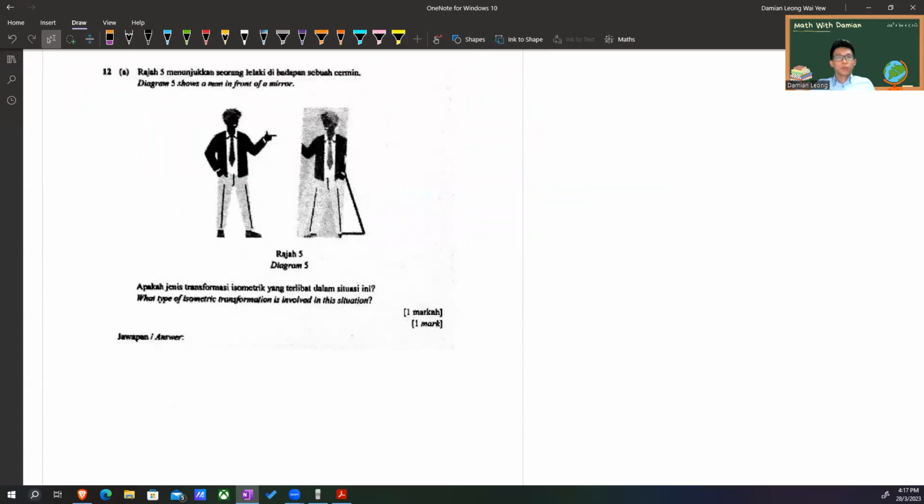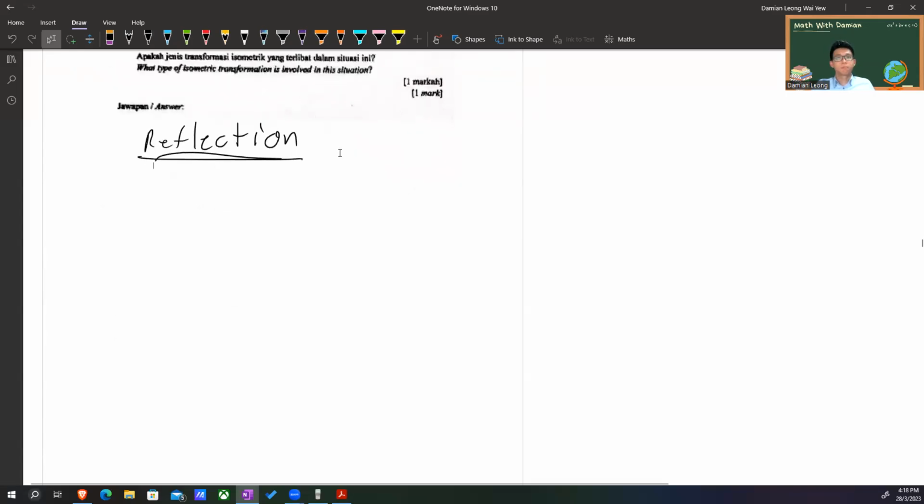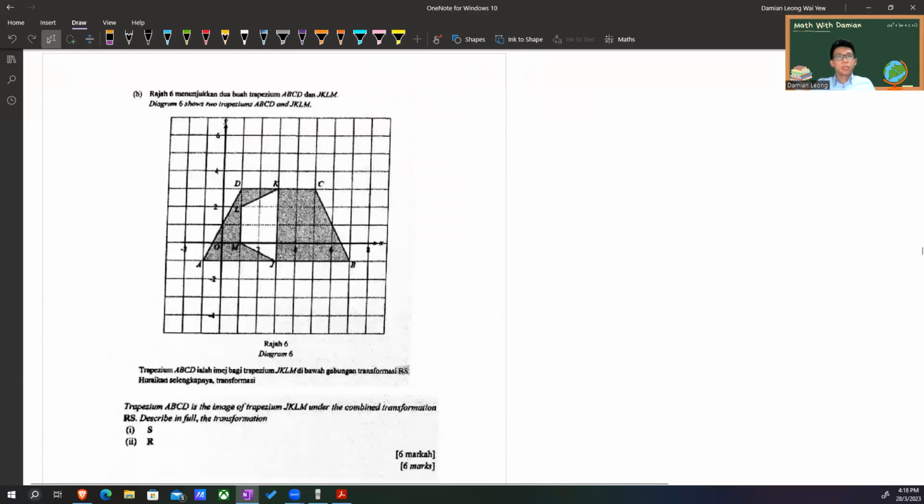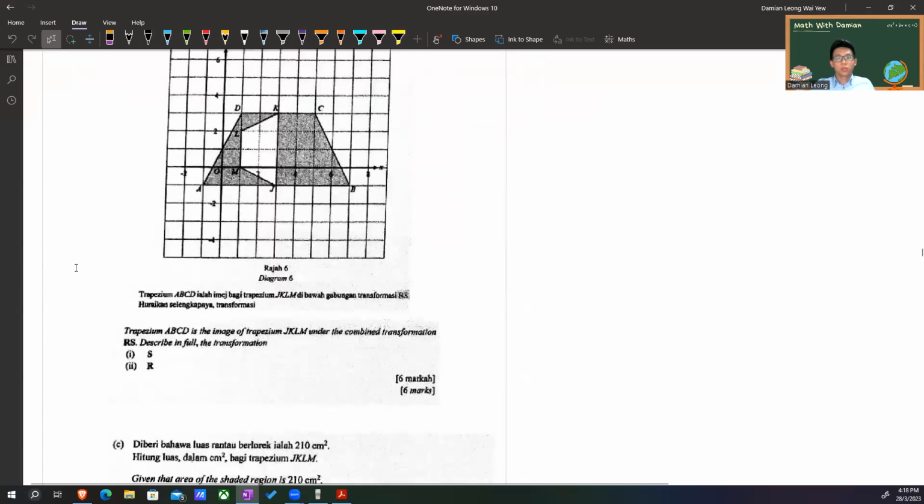Then question 12, part A. What type of transformation is involved in the situation? A man in front of a mirror. So obviously, when you look into the mirror, what you see is your reflection. I think that should be very straightforward and clear. Then the B, describe the transformation. So it goes from JKLM to ABCD. ABCD is the image of JKLM under combined transformation RS.